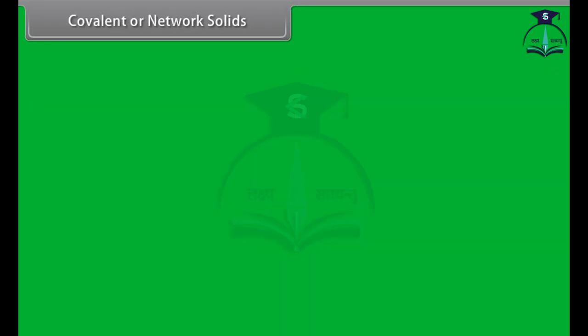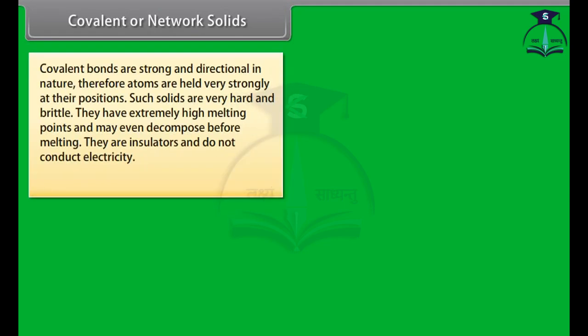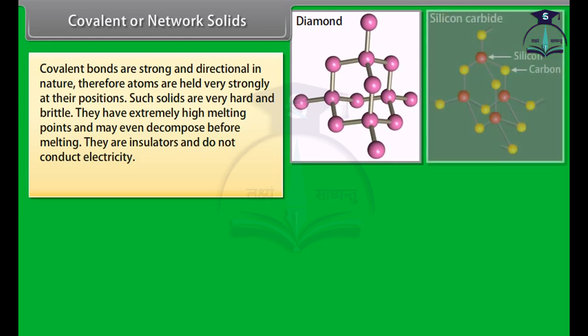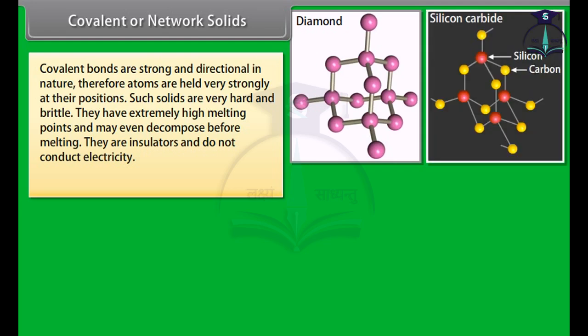Covalent or network solids. Covalent bonds are strong and directional in nature. Therefore, atoms are held very strongly at their positions. Such solids are very hard and brittle. They have extremely high melting points and may even decompose before melting. They are insulators and do not conduct electricity.